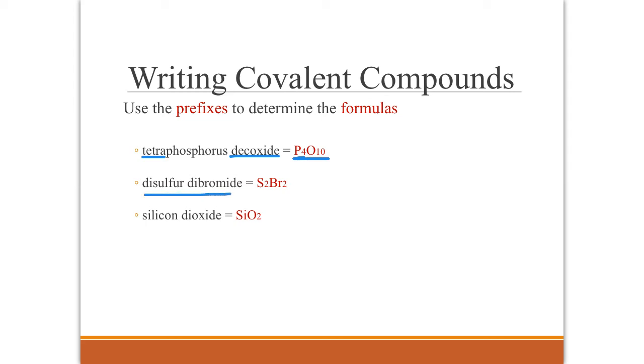Disulfur dibromide, you've got 2 of each, S2Br2, and then silicon dioxide, 1 silicon and 2 oxygen. So this is very, very simple and straightforward, and quite a relief from all of the adding of charges and the balancing that goes into making ionic compound formulas work out.